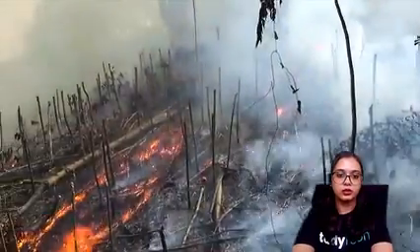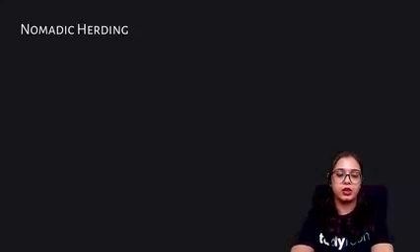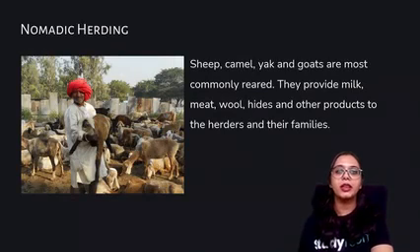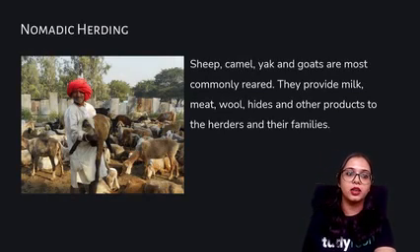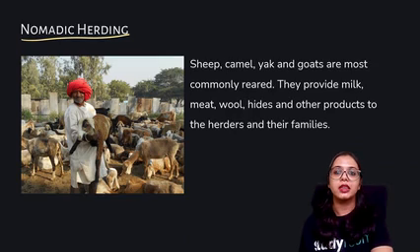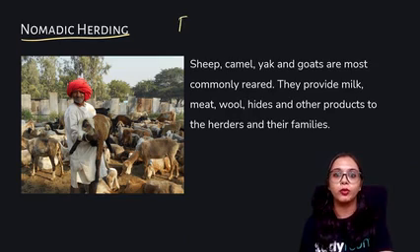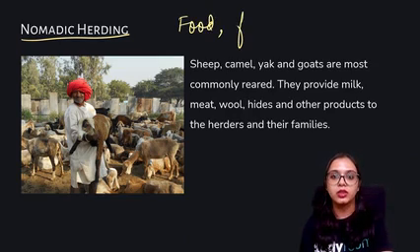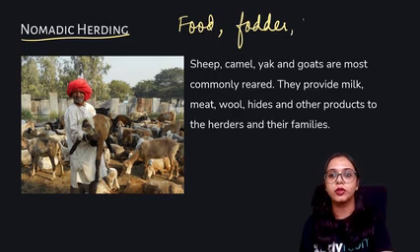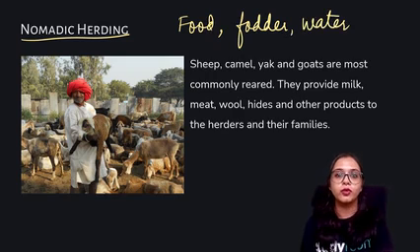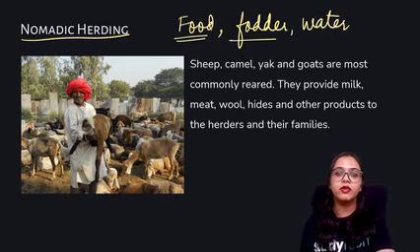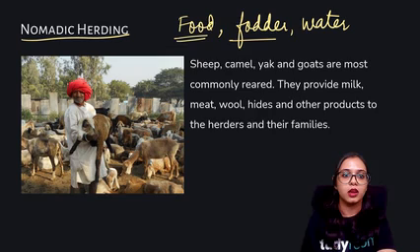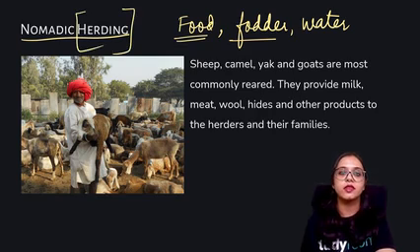All right. Then you have nomadic herding. In nomadic herding, the farmer shifts from one place to another in search of food, fodder, and water. Food for himself and for his family if they are shifting along with him. Fodder for his livestock, since the word herding is used here, so it is assumed that we are talking about cattle.